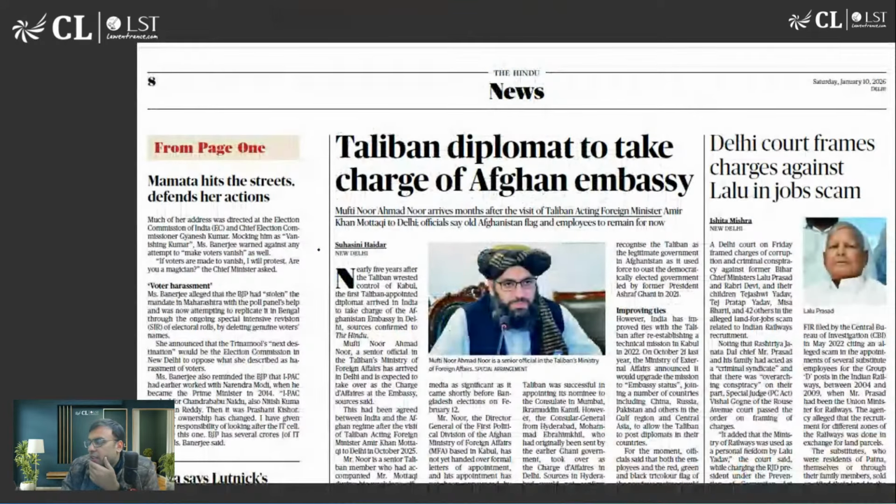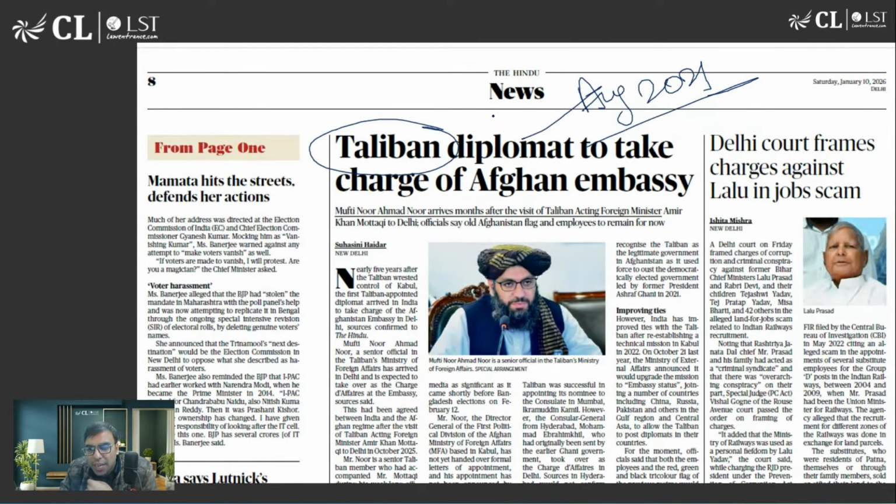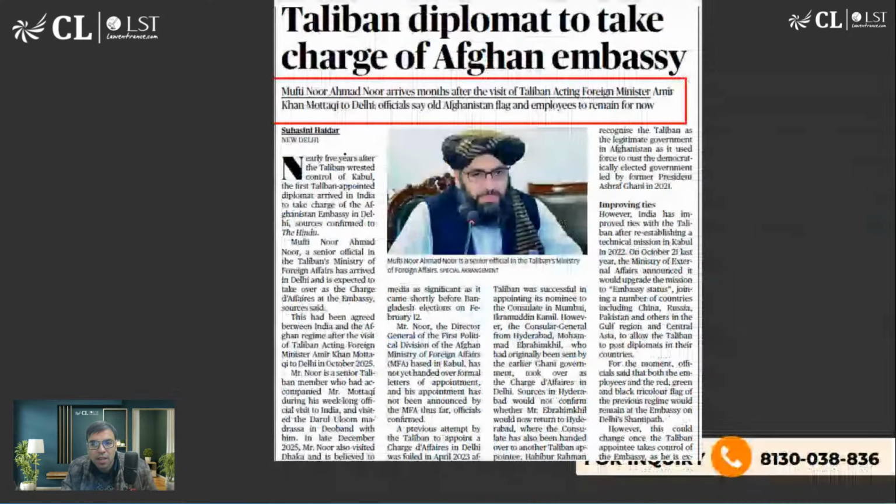Now let's talk about page number 8, talking about Taliban diplomat to take charge of Afghan embassy. I'm sure you must be aware, in August 2021 Taliban came to power, overthrowing the previous regime. So since then there were confusions that the Afghan embassy in India, who will be controlling it. So now Taliban will send their officers or the diplomat as a de facto ambassador, because officially India has not till now officially recognized Taliban, but of course we are having all the back channel talks happening. Okay, so they'll be sending their charge d'affaires, a sort of similar to an ambassador, okay, to India. Mufti Noor Ahmad Noor would be there. Okay, that's what you should be knowing.